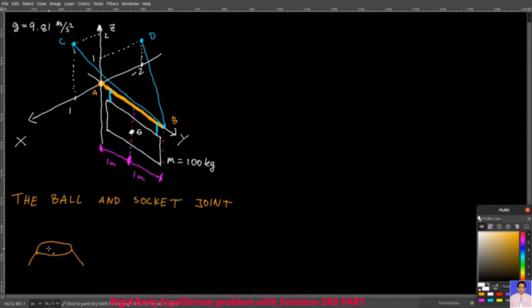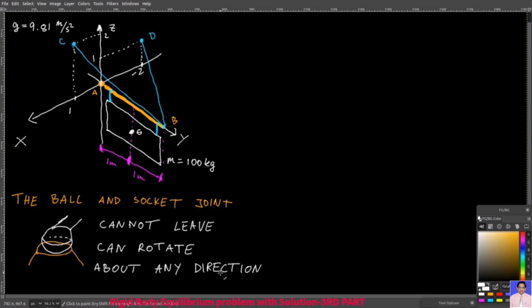Essentially, you have a socket in which you have a ball which is welded to some kind of member, and now this ball cannot leave the socket, but it can rotate inside the socket about any direction. So again, it cannot leave the socket, but it can rotate about any direction. So that should give you some ideas about the reactions for that support. And so your task is to identify and find the reactions at A.